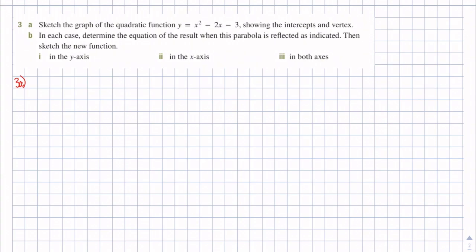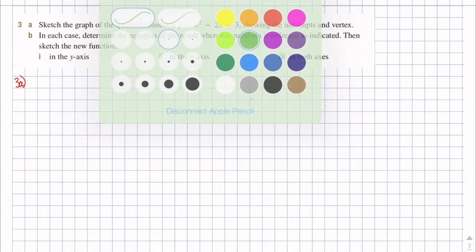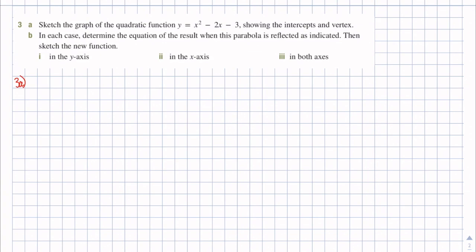All right, now we've got the graph y equals x squared take 2x take 3. We need to sketch it. We're going to go through the normal steps. And yes, I'm going to do the normal steps one last time, but you should be remembering this by now.